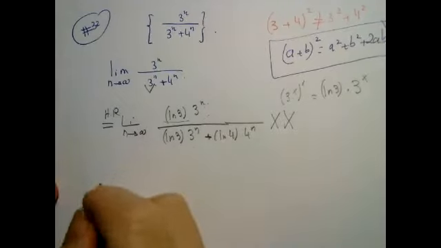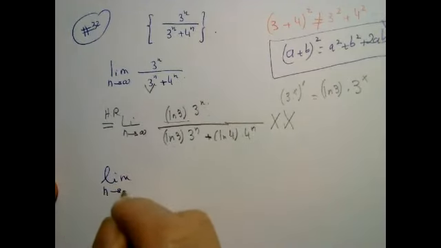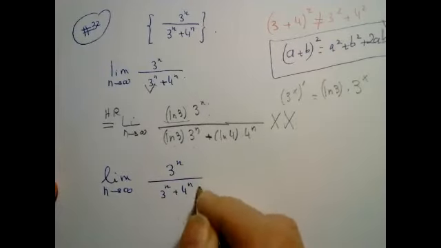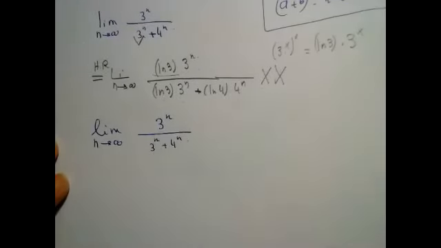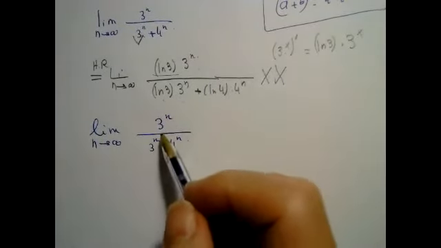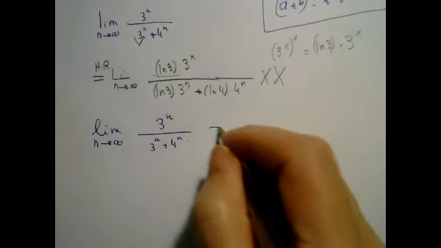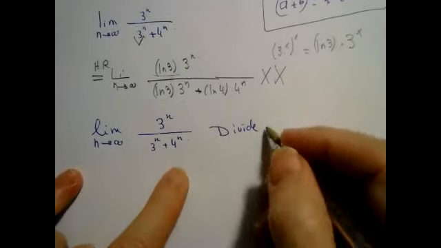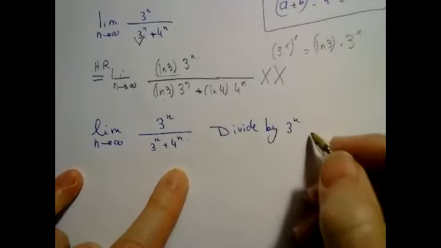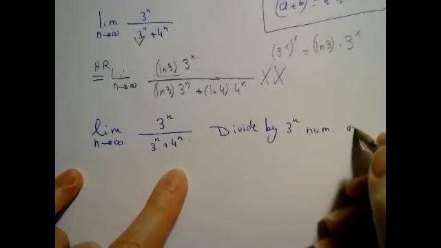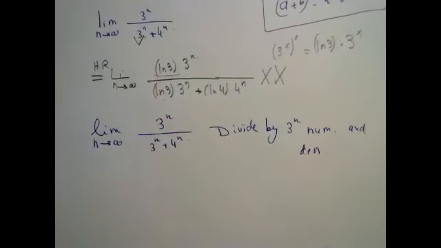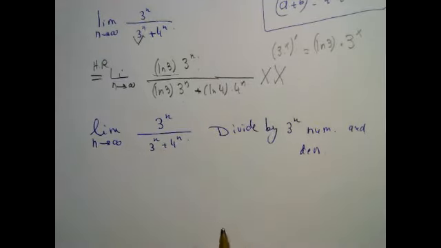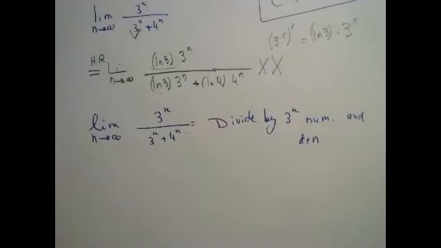Okay, another approach. One of your classmates is suggesting divide, which is actually the best approach. To get rid of this infinity over infinity, we're going to divide by 3 to the n, numerator and denominator. L'Hopital's really didn't get me anywhere, so another nice approach is divide. I see 3 to the n, so we're going to divide by it.